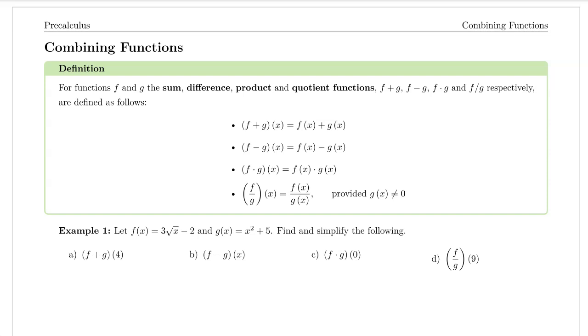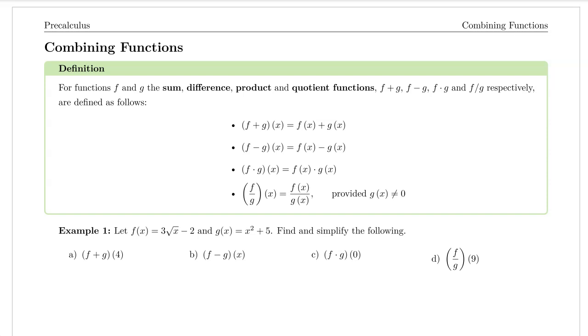In this video, we're going to be talking about combining functions. For functions f and g, the sum, difference, product, and quotient functions, f plus g, f minus g, f times g, and f divided by g respectively, are defined as follows. So it's pretty intuitive. If we have two functions f and g, we can create an entirely new function by either adding, subtracting, multiplying, or dividing those two functions.